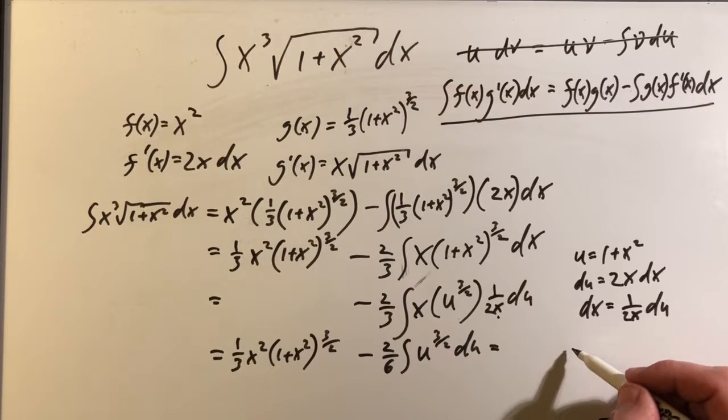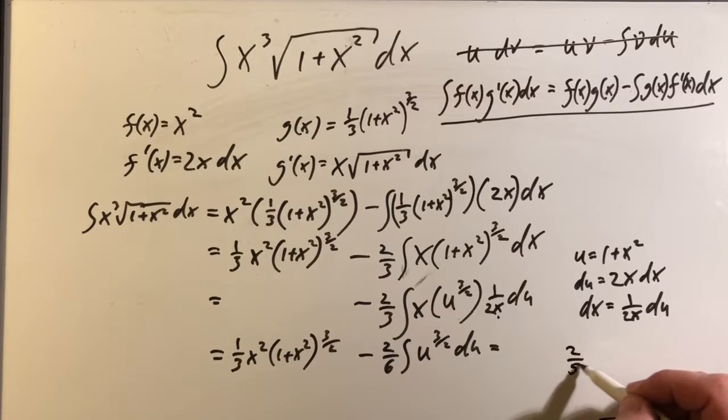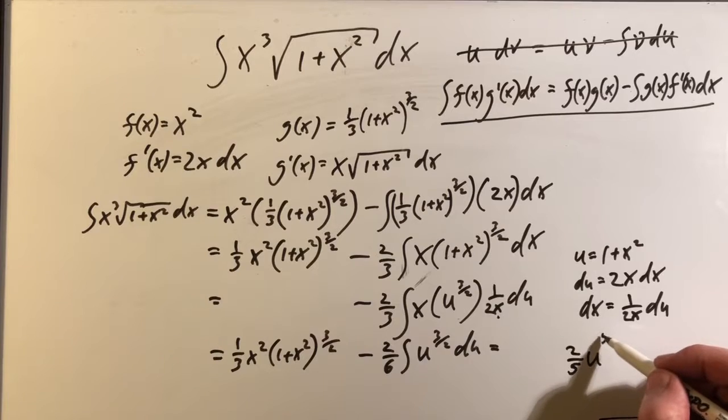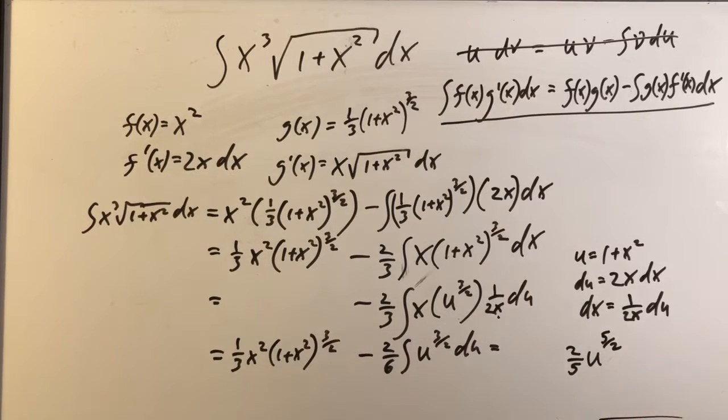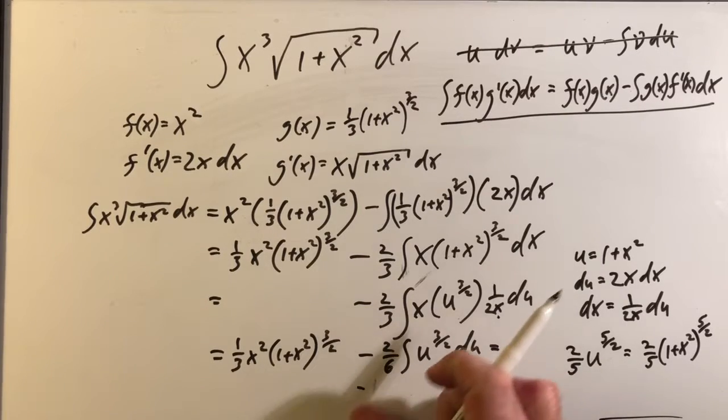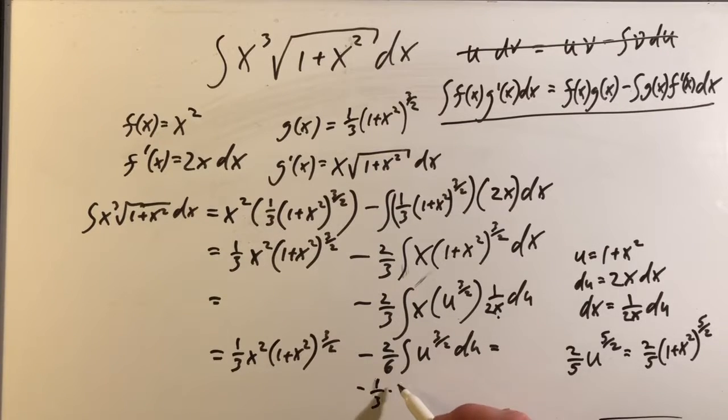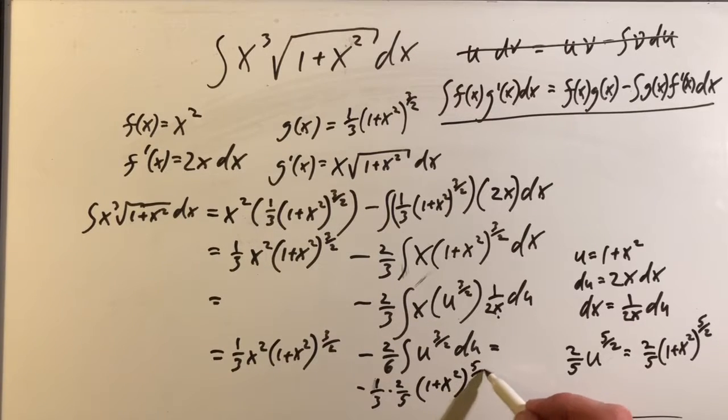That integral is actually going to be, let's see, 2 over 5 u 5 over 2 right there. And then substitute back in 2 over 5, 1 plus x squared, 5 over 2. Okay, so that little part right there is going to fill in for this right here. So I'm going to have 2 over 6, we all know, is 1 over 3. 1 over 3 times 2 over 5 times 1 plus x squared 5 over 2.